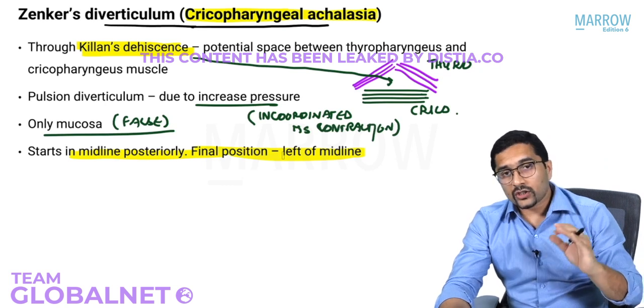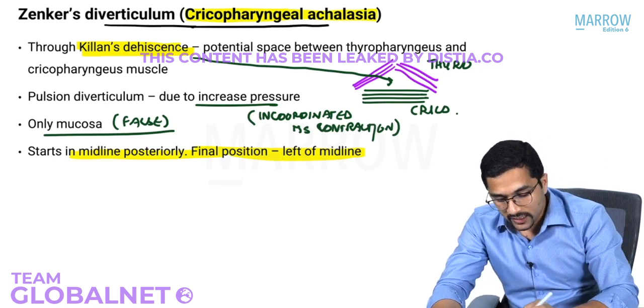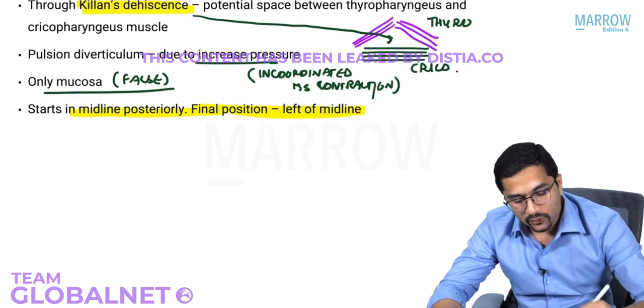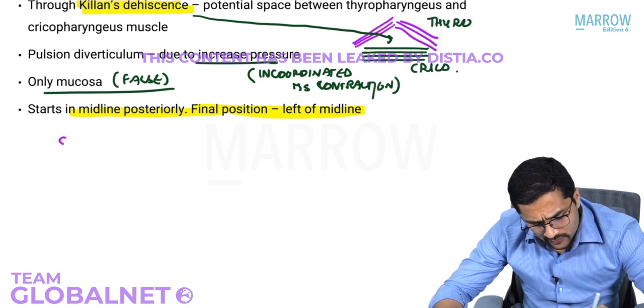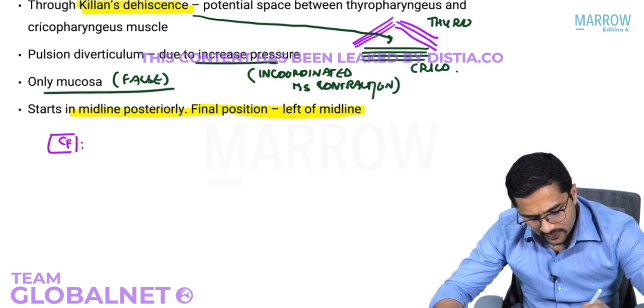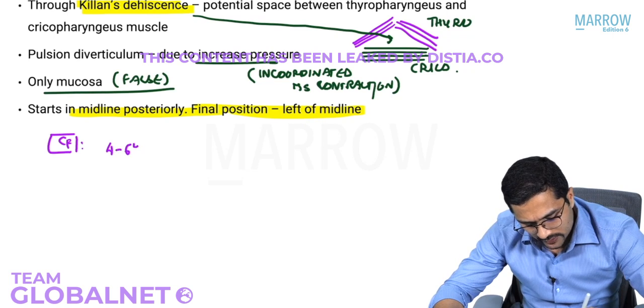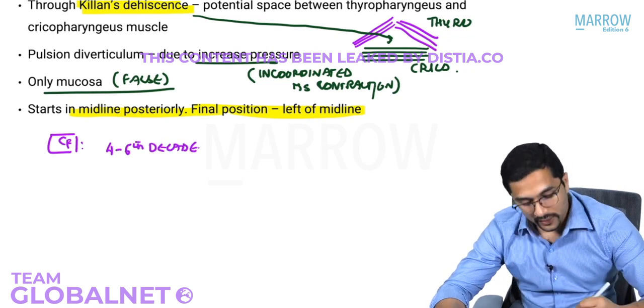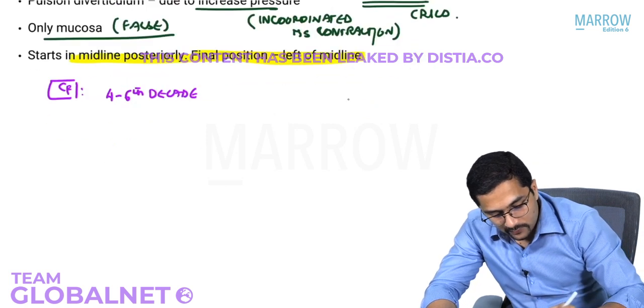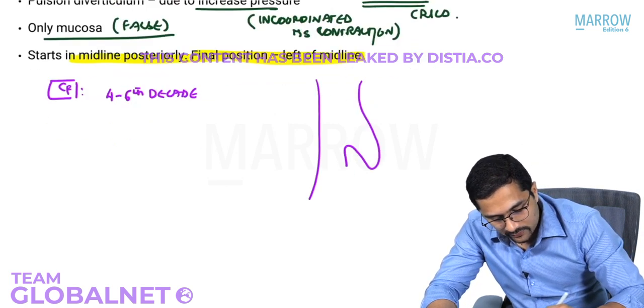Okay, so you should know that it starts in the midline posteriorly and the final position is left of midline. Now, the clinical features of Zenker's diverticulum: this is commonly seen in the 4th to 6th decade of life. And in this diverticulum, this is the diverticulum which is there.